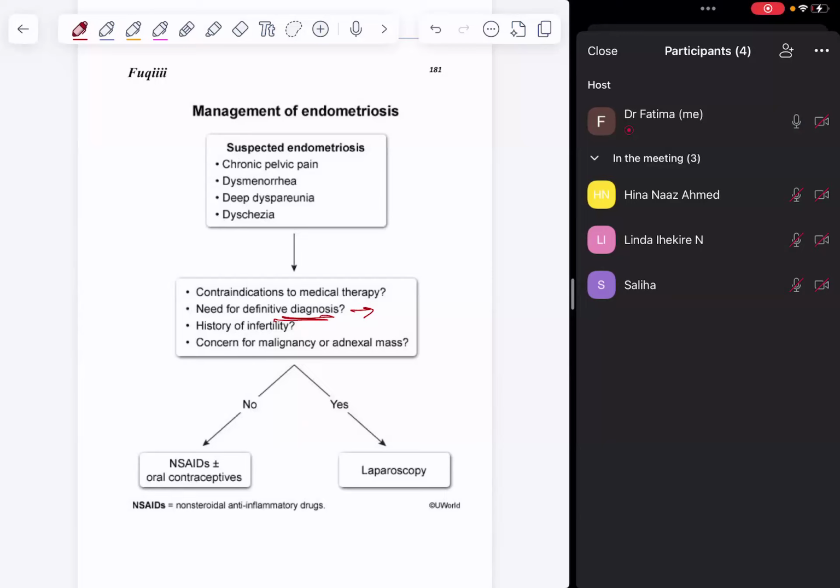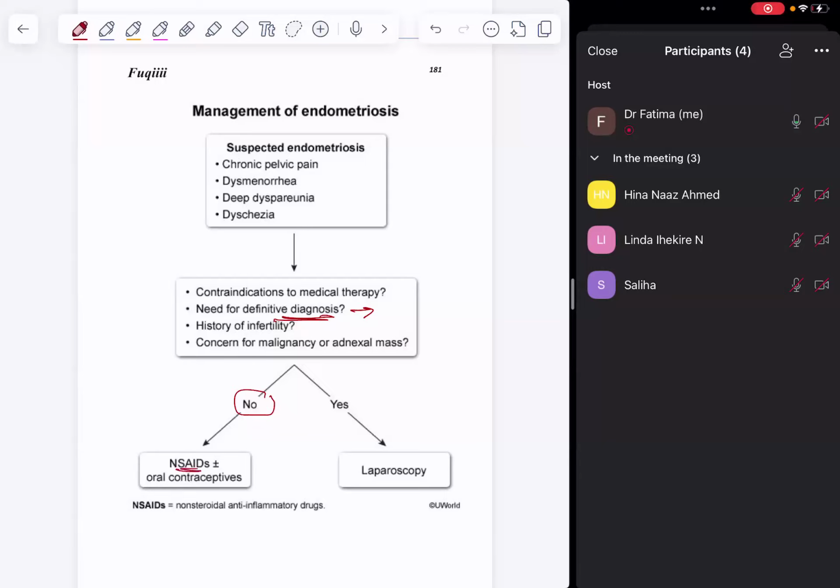So you ask these few questions before deciding the next step. Let's suppose she says no to these questions: there is no contraindication to the medical therapy, there is no need for the definite diagnosis, she's not suspecting any cancer or malignancy or adnexal mass, and there is no history of infertility. So if her answer is no, that means that we do not urgently need surgery and there is no concern for cancer. So we can simply start with the medical or empiric therapy.